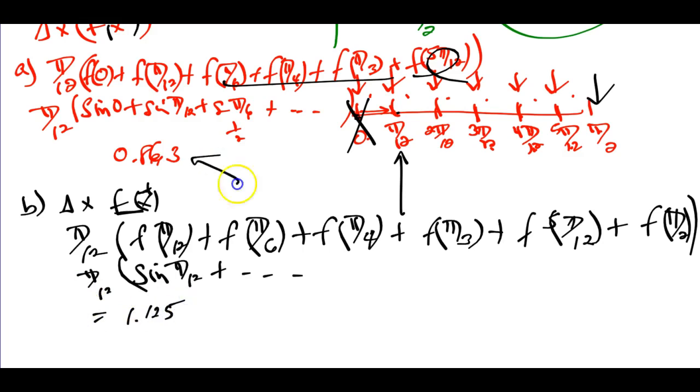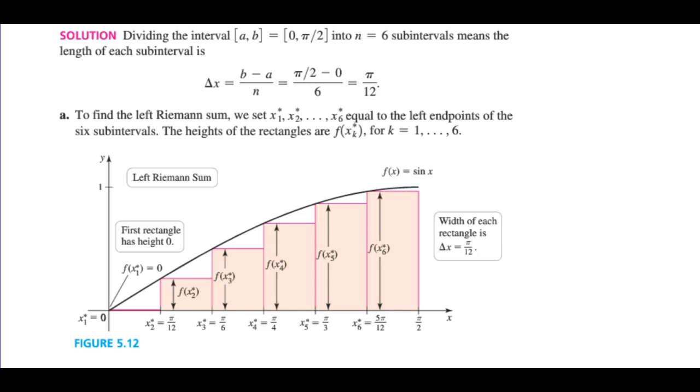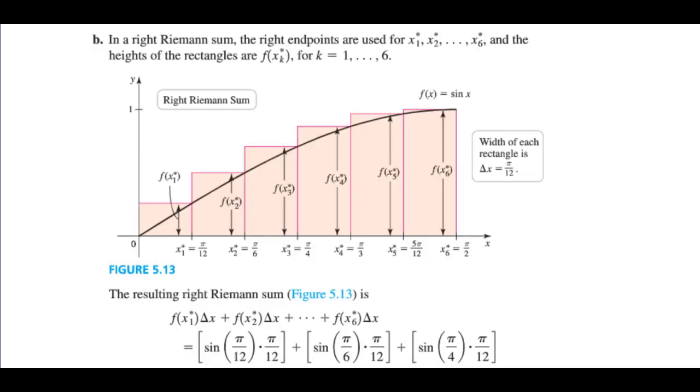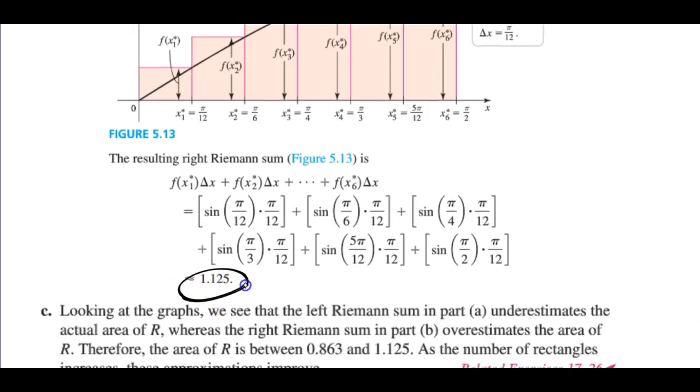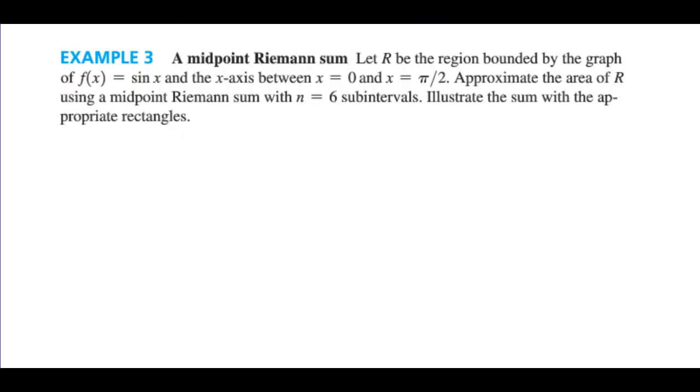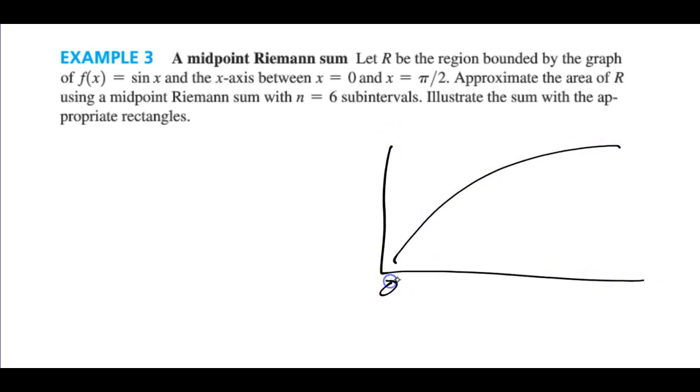So this looks like an underestimate. This looks like an overestimate. And the next example is the midpoint, which I suppose is somewhere in between. So there's the author's answer for your underestimate. There's your author's answer for the overestimate. And let's just finish this up with the midpoint. So for example 3, I've got the exact same thing as I did before between 0 and pi over 2. But this time I'm going after the midpoints.